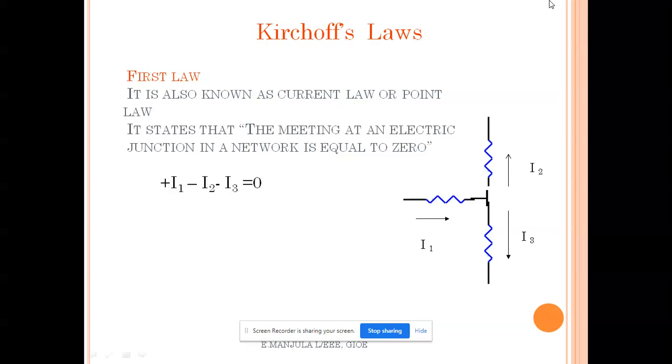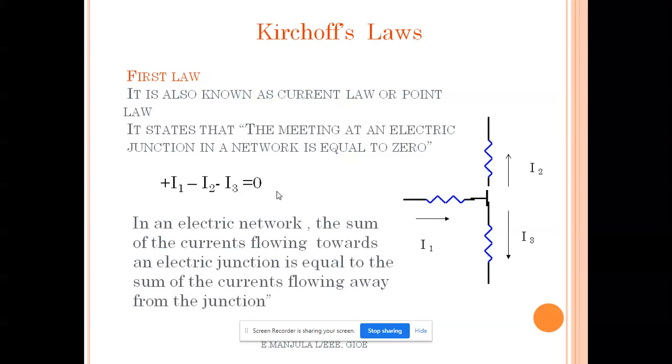See, say this is a junction point. Here I1 is towards the junction, so it is plus I1, and these two currents are away from the junction, that is minus I2 and minus I3, which equals 0. So the sum of all currents meeting at a junction is equal to 0 in an electric network. You can also state it this way: the sum of the currents flowing towards an electric junction is equal to the sum of the currents flowing away from the junction. That means I1 equals I2 plus I3.